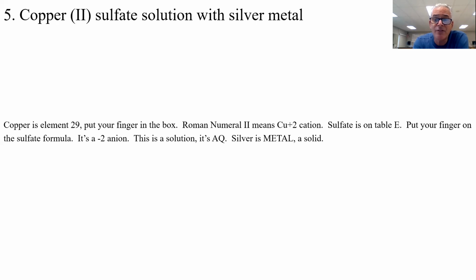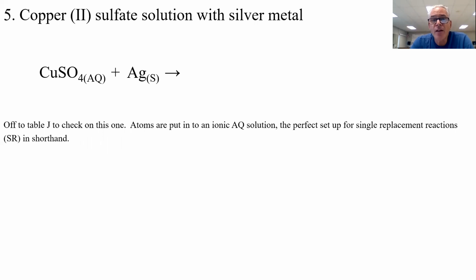So if we have a +2 cation and a -2 anion, that's going to be in a 1-to-1 ratio, and it's a solution, so it's aqueous. Silver is a metal. So when we write the original skeleton for the reactants, it's CuSO4 aqueous plus silver solid. Here we have atoms going into an aqueous ionic solution, the setup for a single replacement.